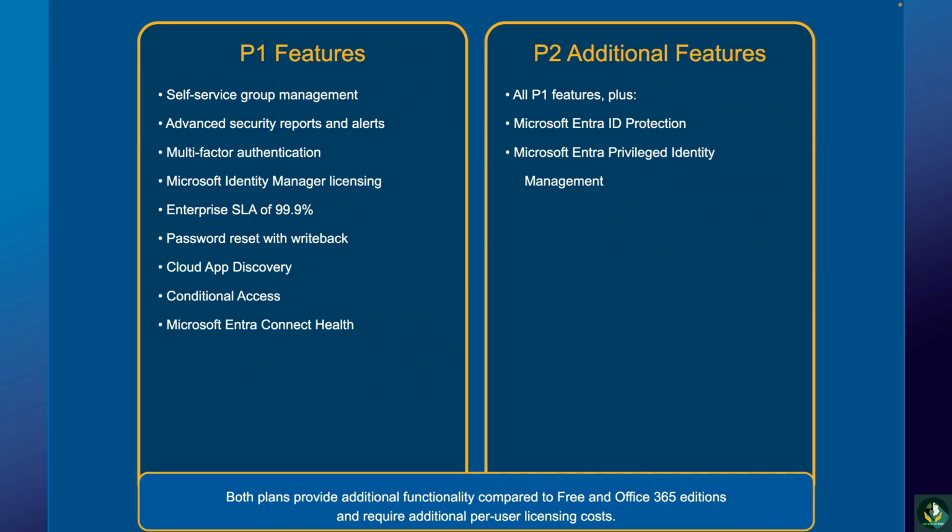Plans and features are subject to change. It's always recommended to check Microsoft's official website for the most current information on plans and capabilities. The choice between P1 and P2 depends on the specific security and management needs of the organization, particularly regarding advanced threat protection and privileged identity management, which is included in P2 additional features.